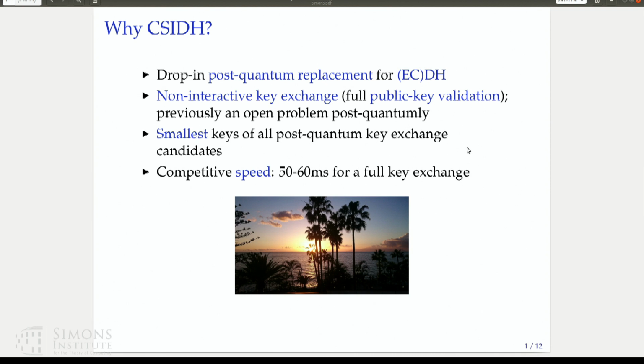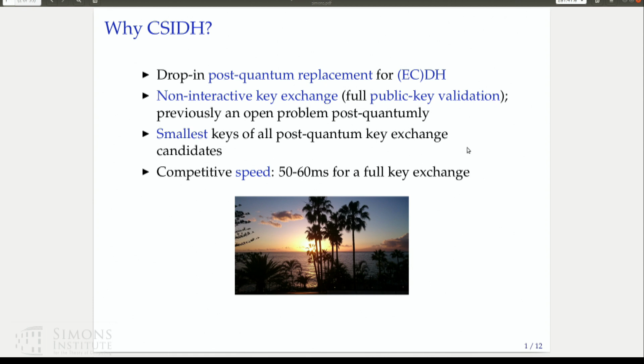So David showed this very nice picture with the group action, where it's just a very simple, simple quantum equivalent of Diffie-Hellman. And it also comes with full public key validation. And both of these things, as far as I know, were previously an open problem to do it in an efficient way, post-quantumly.